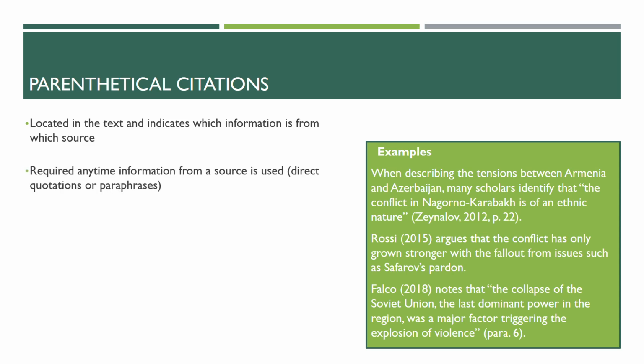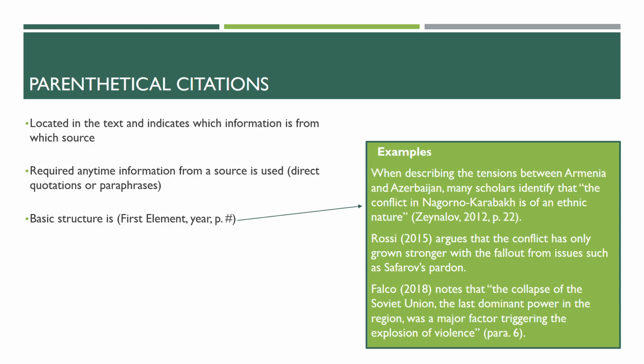As mentioned before, these are required anytime information from a source is used, no matter if it's a direct quote or a paraphrase or summary. The basic structure lists the first part of the full citation from the references, which is usually an indication of authorship, and if there isn't an author, then the title. Then the date of publication, which is most usually the year, but can be N.D. if there isn't a year listed for the source.